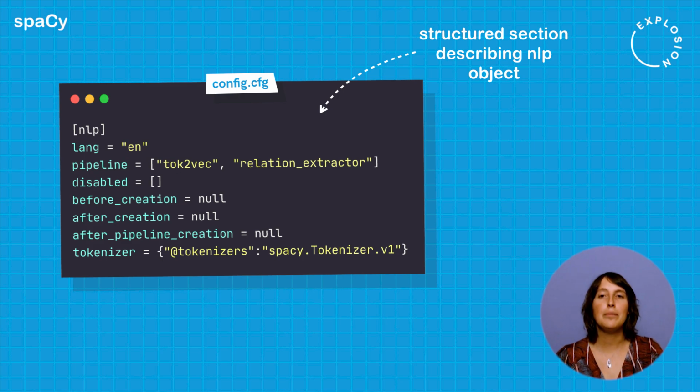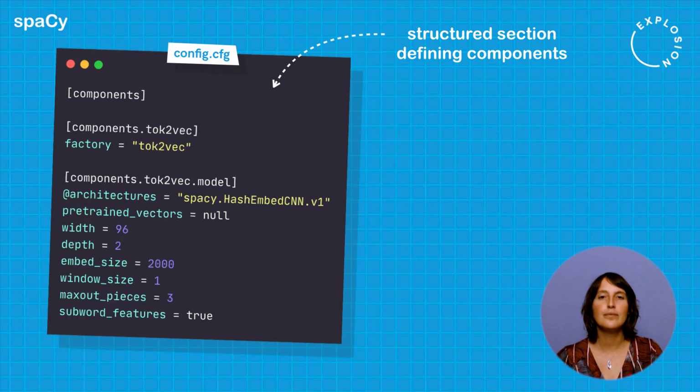Typically, there is an NLP section that defines the language and the components of your pipeline. In our case, the pipeline consists of just two parts, a tok2vec component and our relation extractor component. We are not including a named entity recognizer at this point, and we'll just use the gold standard entities from the data. But in a realistic scenario, you'll need to add one. The configuration file further has a components section that allows you to define each component in more detail.